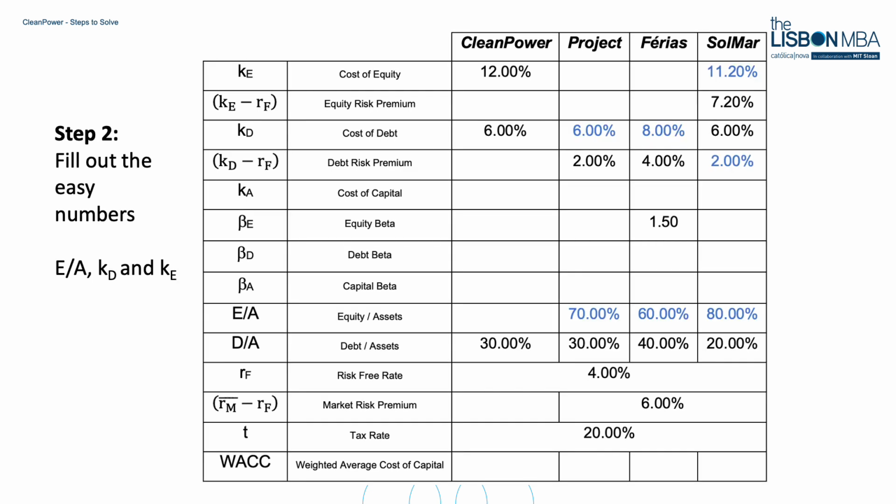Step 2. Fill out the easy numbers. What are the easy numbers? The easy numbers are the ones that you can calculate off the top of your head. For example, knowing that the risk-free rate is 4% and that the debt premium is 2%, you do the math and calculate a cost of debt for the project of 6%. And you do the same for the cost of equity and for the debt risk premium of Solmar, for example. And also for the equity over assets ratios, those are pretty easy to calculate.